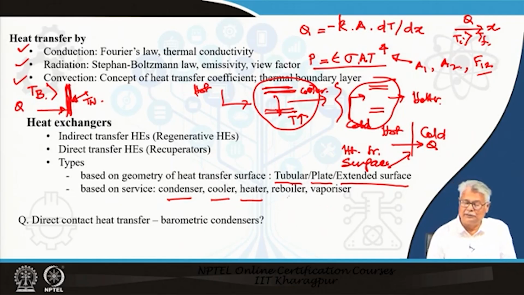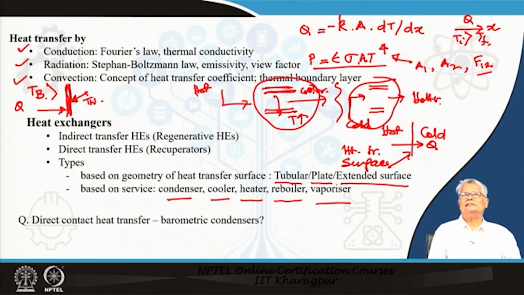If you look at the reboiler at the bottom of the distillation column to generate vapor, it is a reboiler, and if you vaporize a liquid stream entirely to a vapor, then it is a vaporizer. So, depending on the surface, there are classifications as well. Now, I just draw your attention to one specific case.